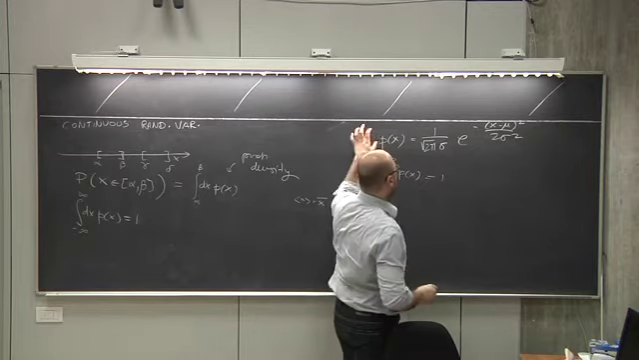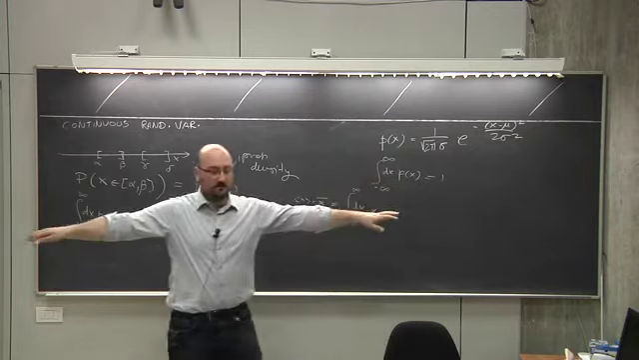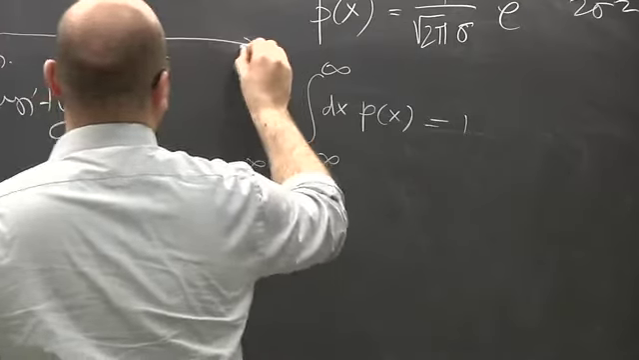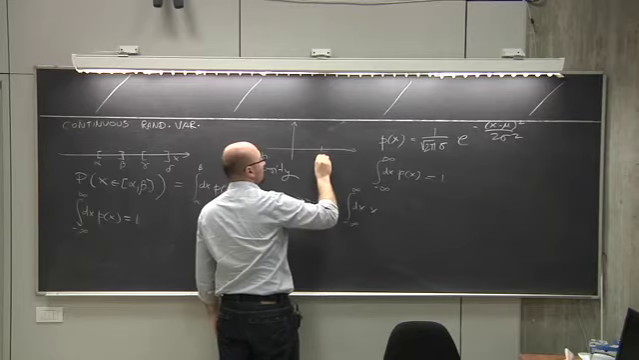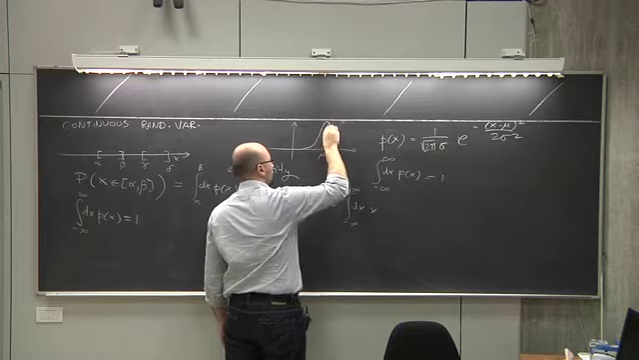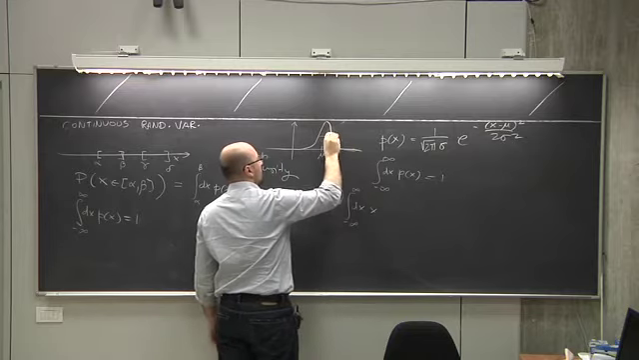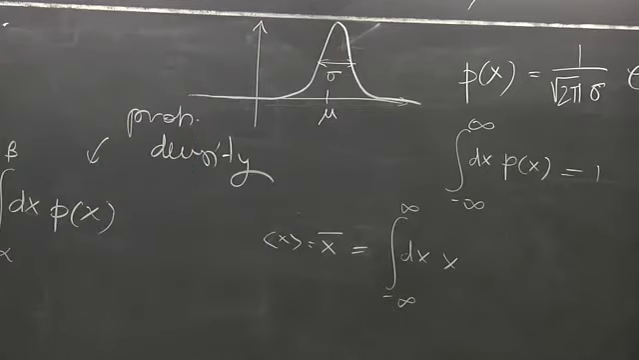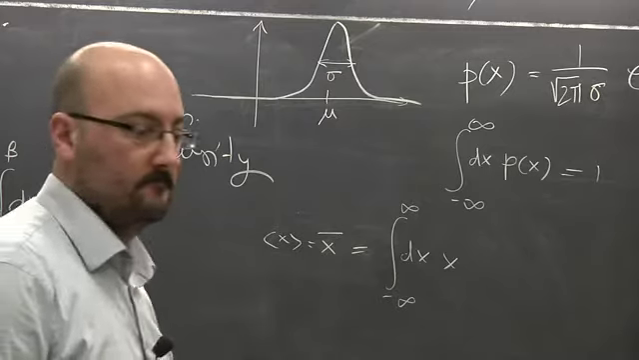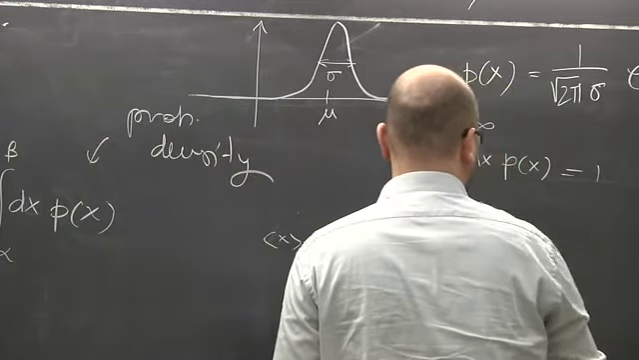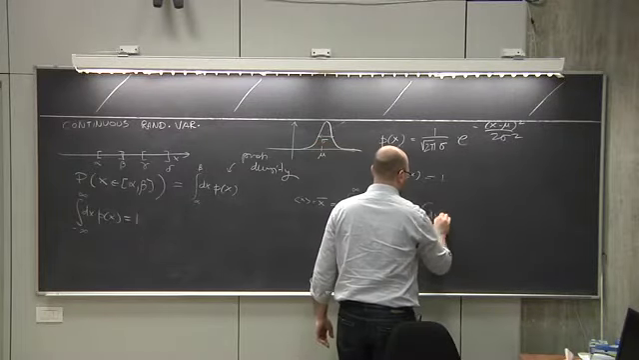So this function has support over all the real space. Okay, it looks something like this. Suppose mu is here, it looks something like this. And the width is sigma. Again, let's do this integral.